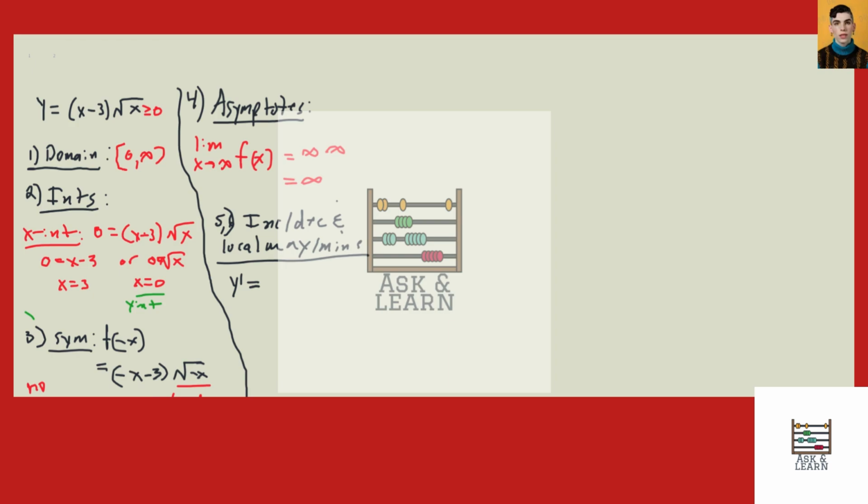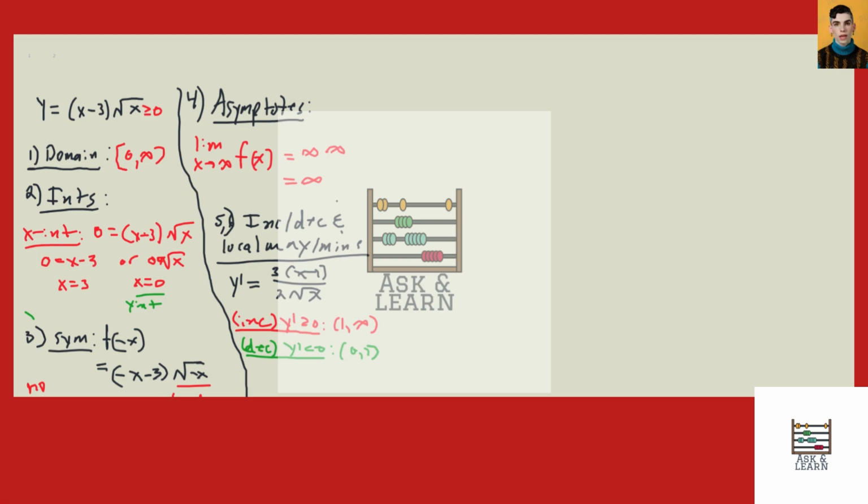So y prime we found to be (3x minus 1) over (2 square roots of x). And so what we need to do is figure out where it's increasing, which would be where y prime is strictly larger than 0. So this is going to be from 1 to infinity. And we know the function is going to be decreasing when y prime is strictly less than 0, which is 0 to 1.